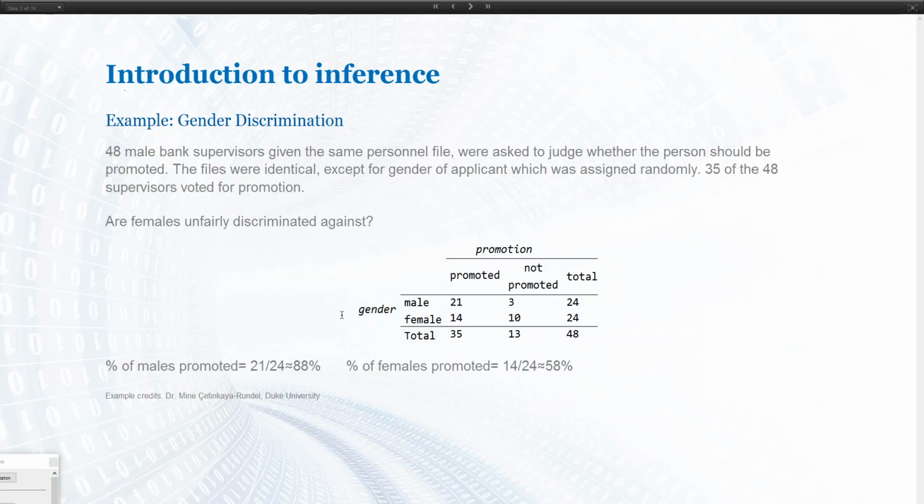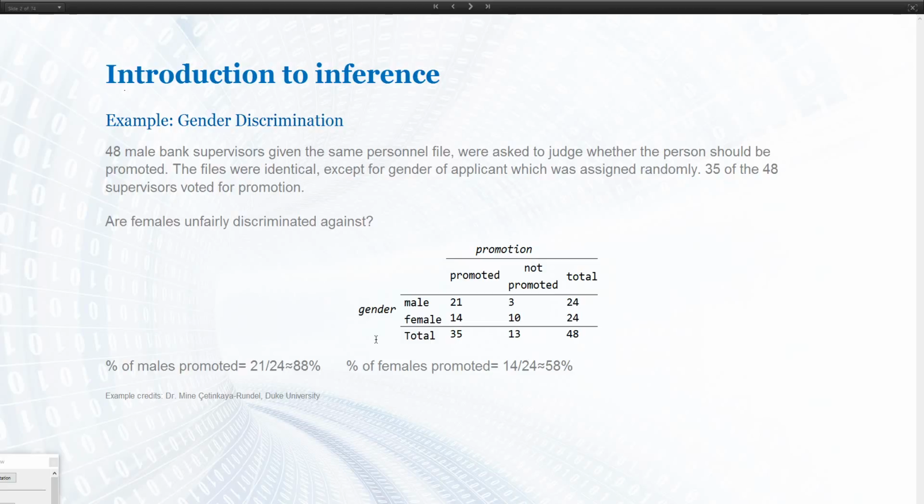Let's assume you have 48 male bank supervisors. Every one of these 48 supervisors was given the same personal file of a person, and the supervisor had to judge whether this person should be promoted or not. These files were identical, with the same characteristics of this imaginary employee, except for the gender, which was assigned randomly to the file. So they read the same file, but with a randomly generated gender on it.